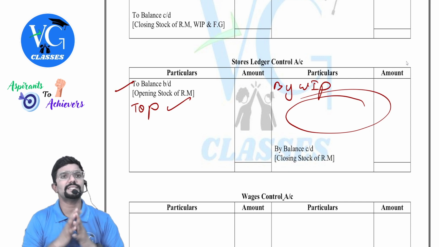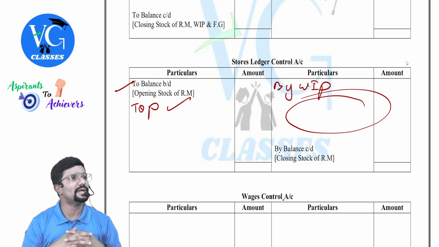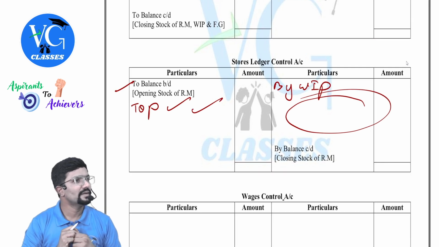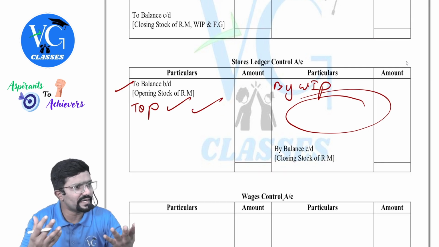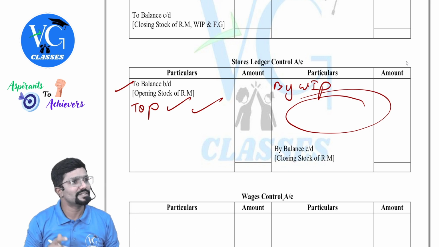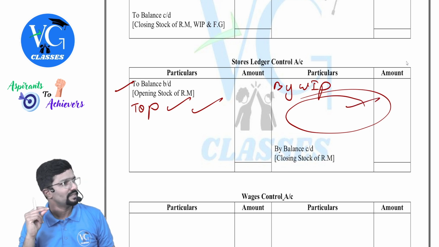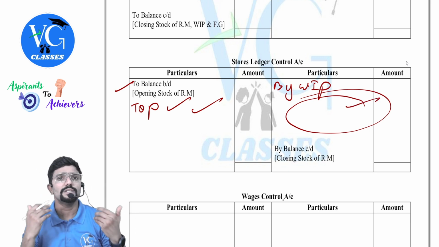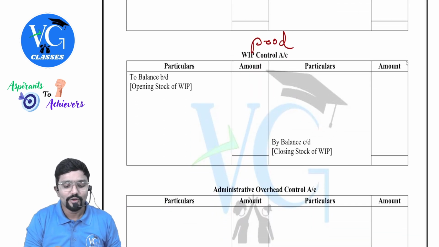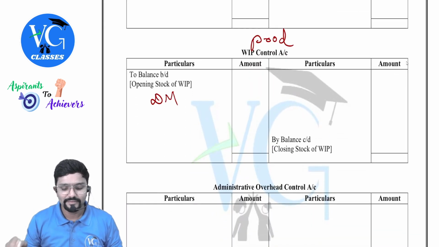Guys, when we purchased, balance increased or reduced? Increased. So debit what comes in. When I am issuing it, it is going out. Balance will reduce, so credit what goes out. Now whoever is receiving it, debit them, no? Correct. Direct material should be debited here.